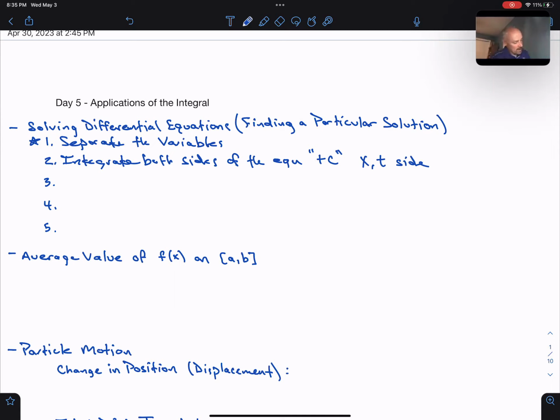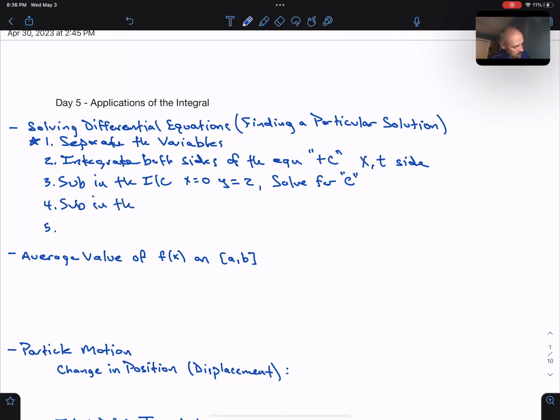And step 3, next thing we're going to do is sub in the initial condition, the IC. So they're going to give us some point, x equals something, y equals something. We're going to sub that in, and then we're going to solve for c, our constant of integration. Okay. Step 4, we're going to sub in the value of c into our equation. And then step 5, we're going to solve for y.